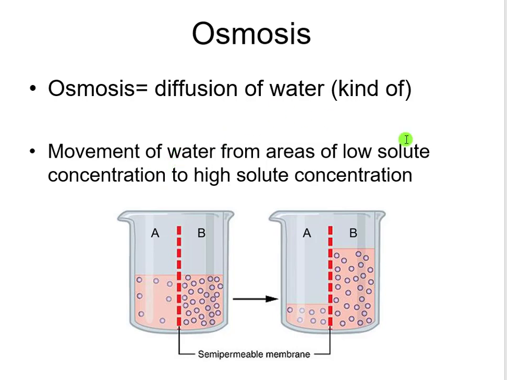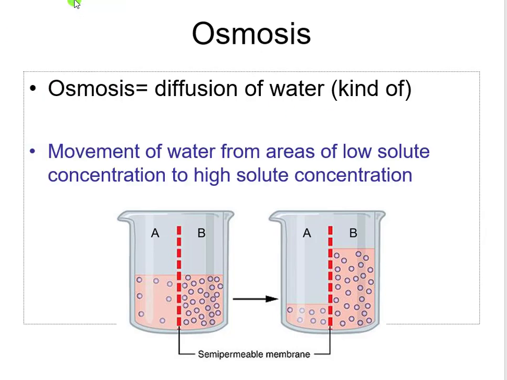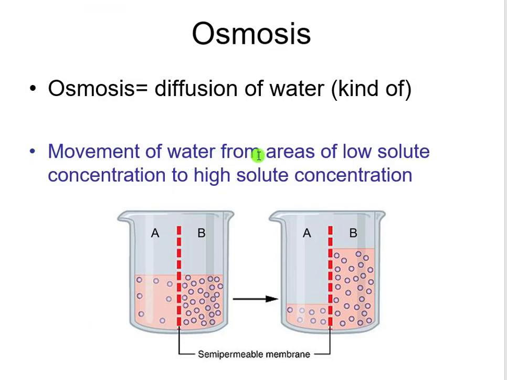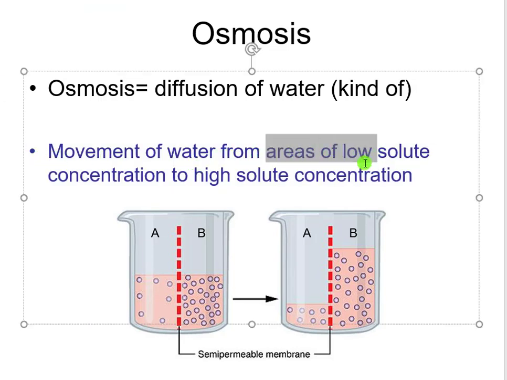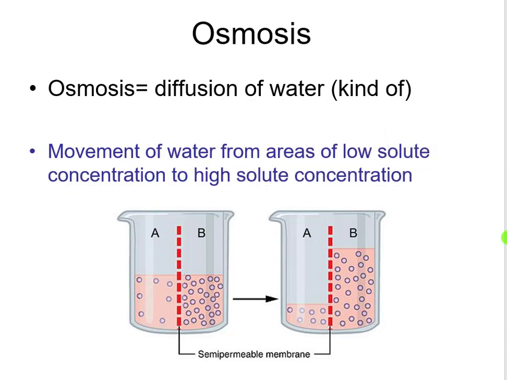So what is the real definition of osmosis then? The real definition of osmosis, the one that you're allowed to say, is this: it's the movement of water from areas of low solute concentration to areas of high solute concentration. So in this case, A has low solute concentration, B has high solute concentration. So which way does water want to move? Water wants to move from chamber A into chamber B. And that's in fact what we see. Water will go from chamber A into chamber B, and now there's a greater volume of water in chamber B.